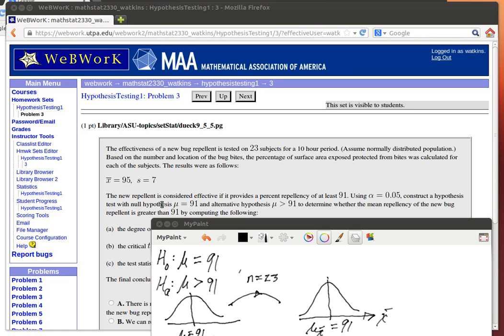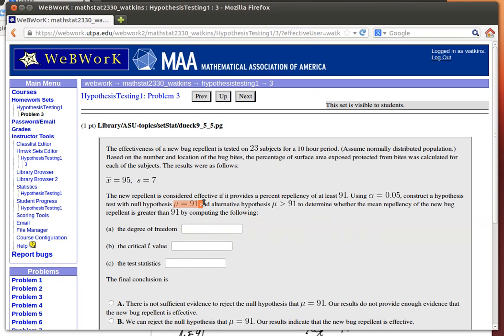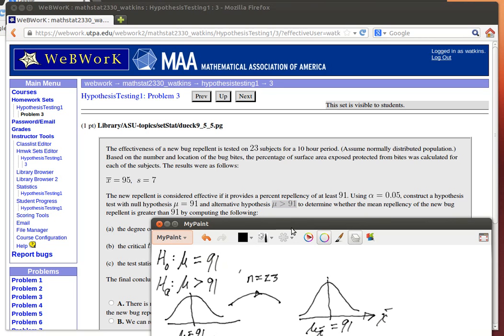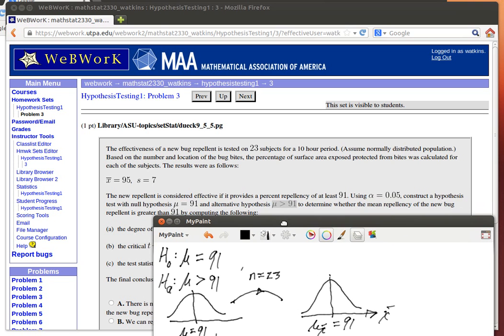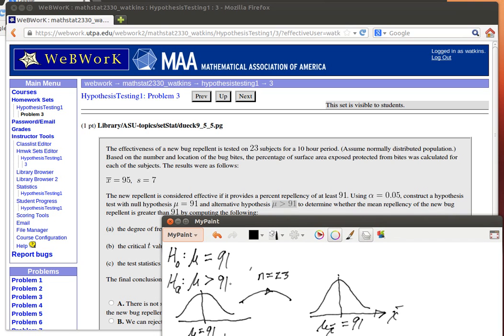Now, here's the conjecture that somebody's making. Somebody's saying that on the average, the overall population is going to be 91% protected, compared to the alternative hypothesis of it being greater than 91%. Now, the evidence that we've got right now is suggesting that the alternative hypothesis might be the right hypothesis, and the reason why is there we are with the normal distribution.